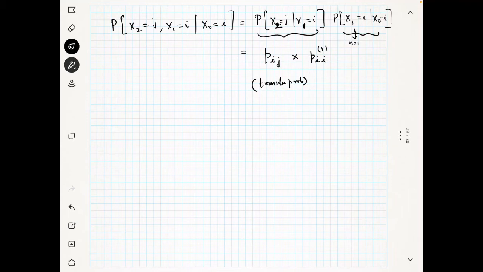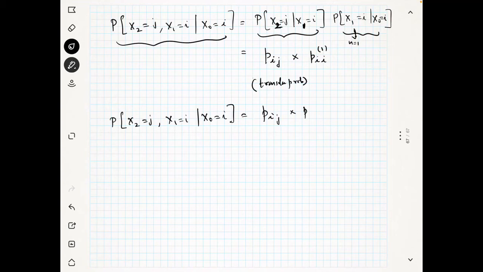So similarly, you now have this term. This term can be written as the probability that x2 is equal to j comma x1 is equal to i given x0 is equal to i. This is nothing but pij into pi of the first, during the first instant.